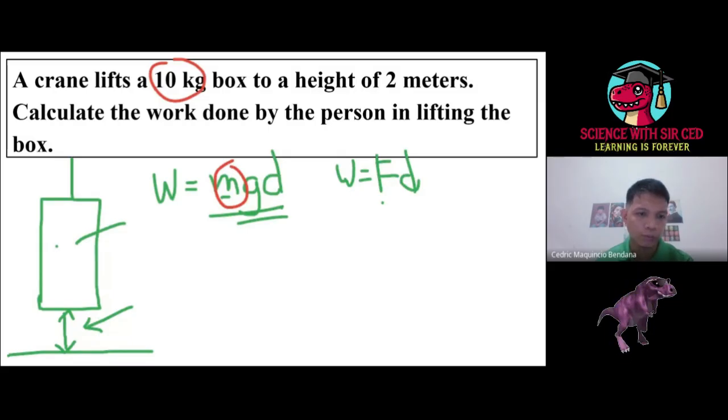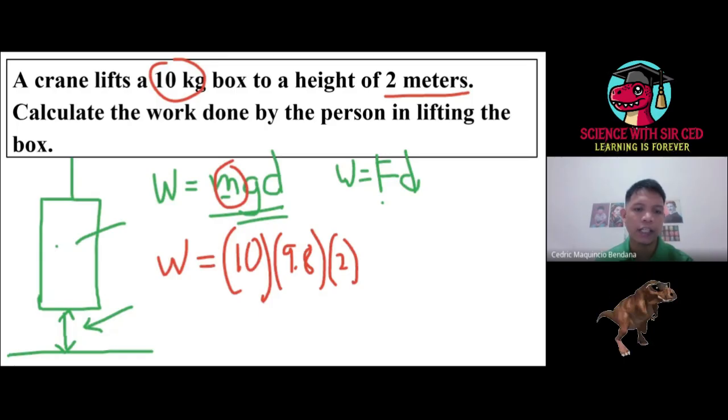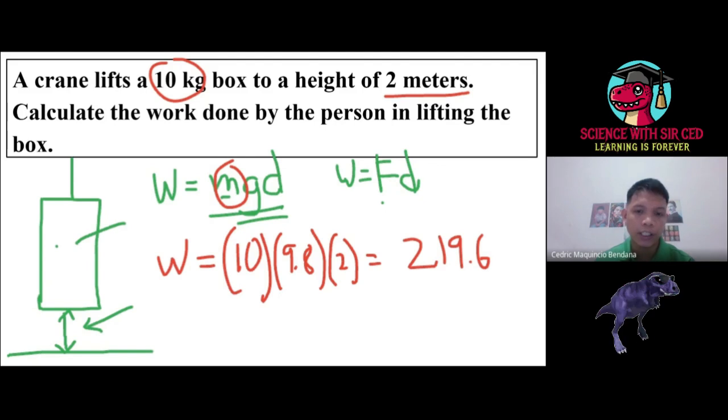Okay, let's substitute. Work is equivalent to mass, that would be 10, multiplied by gravity, that would be 9.8, and displacement is 2. Using your calculator, let's calculate 10 multiplied by 9.8 multiplied by 2. You're going to get 196 unit for work, joules. Okay, next.